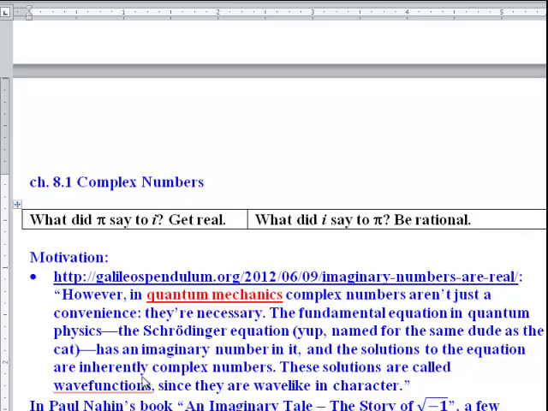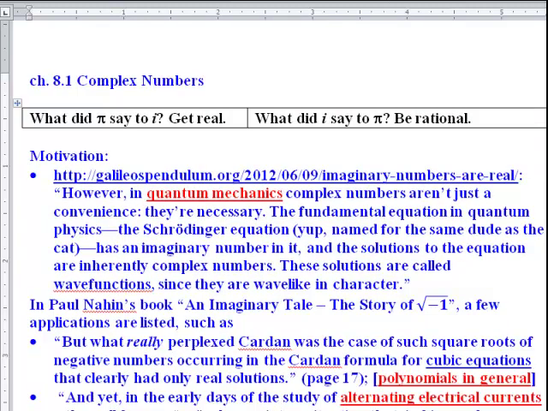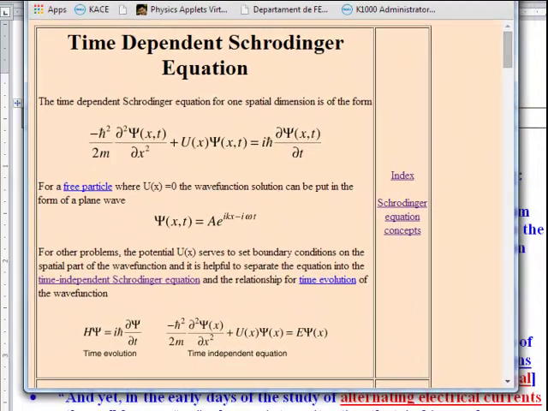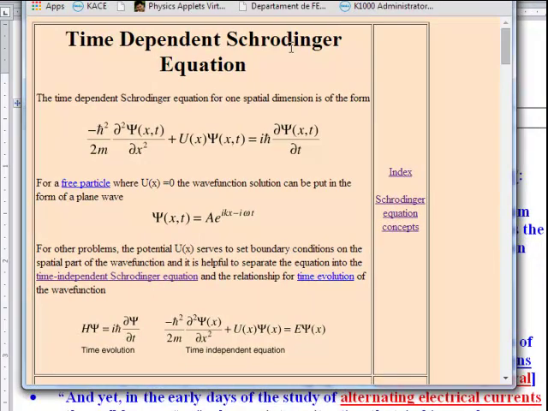This is a short recording of a lecture and solving some problems for complex numbers, and I put a motivation here. So, for example, the Schrödinger equation used all over in quantum mechanics heavily relies on complex numbers. You see the i right here, and then the solution of the wave function incorporates complex numbers.